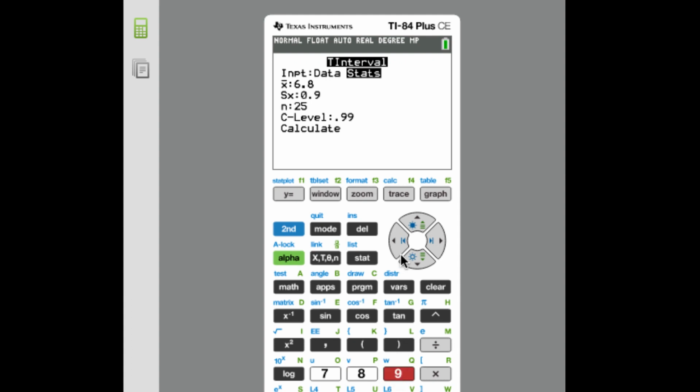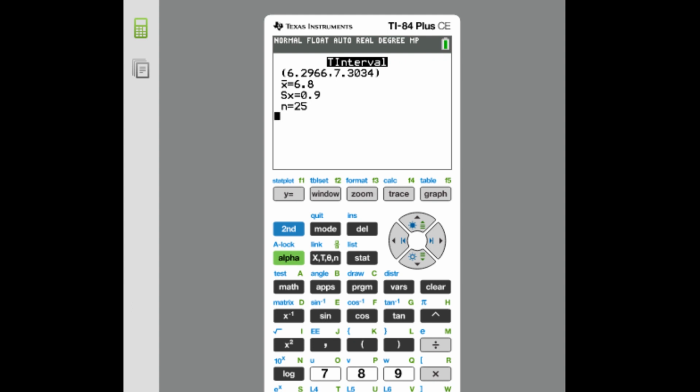What do you guys think? That's all you do. Hit enter. What do you guys get? What's your final answer? Yes, 6.297 less than mu, less than 7.303. Notice the sample mean was 6.8, sample standard deviation is 0.9, sample size is 25. It's a small sample. Sometimes you have no choice but to take a small sample in your life. You don't have a choice. It has to be small.